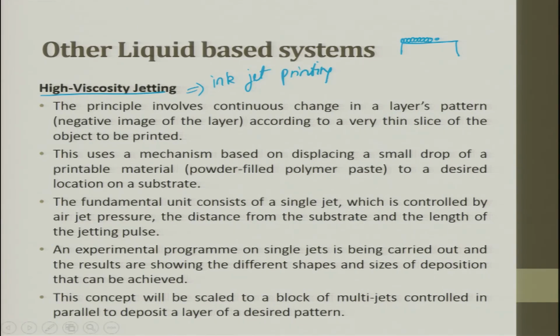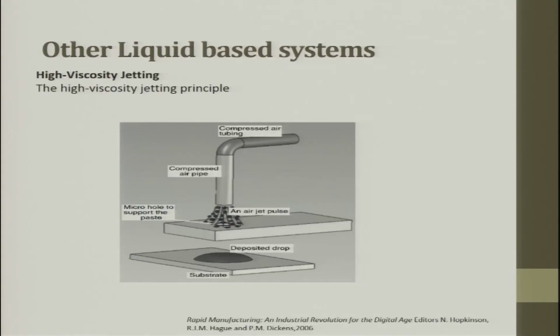It is almost like that. You have a cartridge with a liquid, the liquid is allowed to come out, and you try to create multiple outputs. The high viscosity jetting principle: the challenge is the high viscosity. You have to apply compressed air, which comes through the tubing, the compressed air pipe, and then an air jet pulse is given.